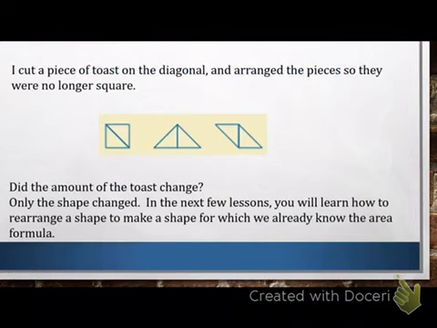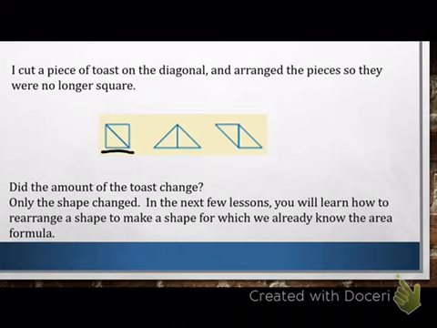If I had a piece of toast and I cut it on the diagonal into two triangles, I could rearrange those two triangles and make a bigger triangle. I could match them up differently and make a parallelogram. When I do that, did that change the amount of toast that I started off with? No, I still have my two pieces, my two triangles that I cut originally. I just turned them different ways and made these different shapes. So only the shape changed.